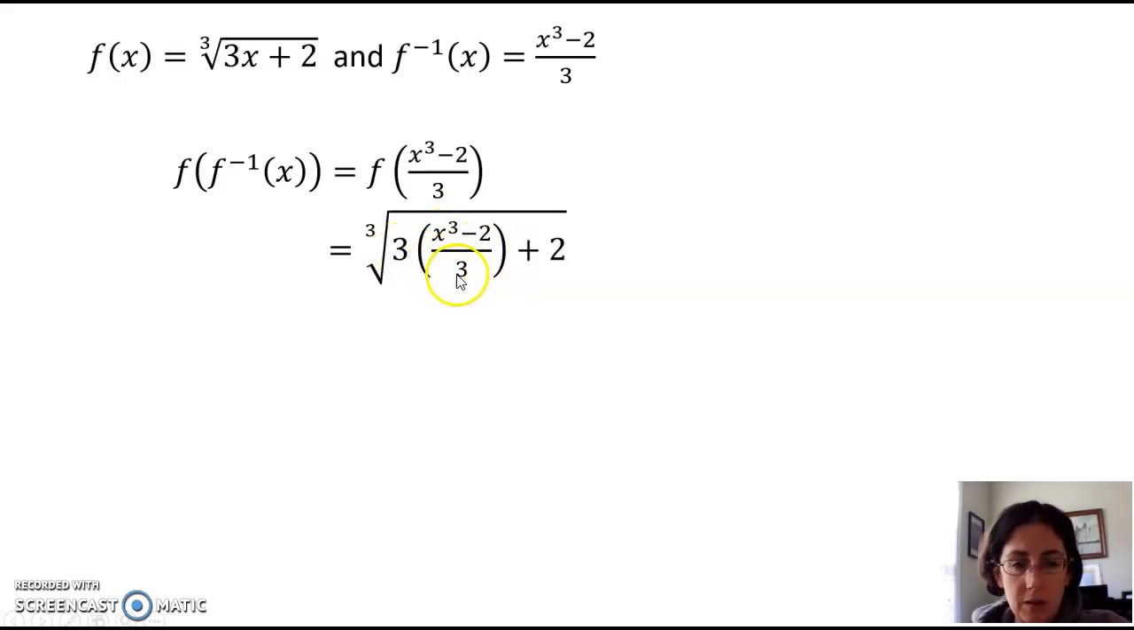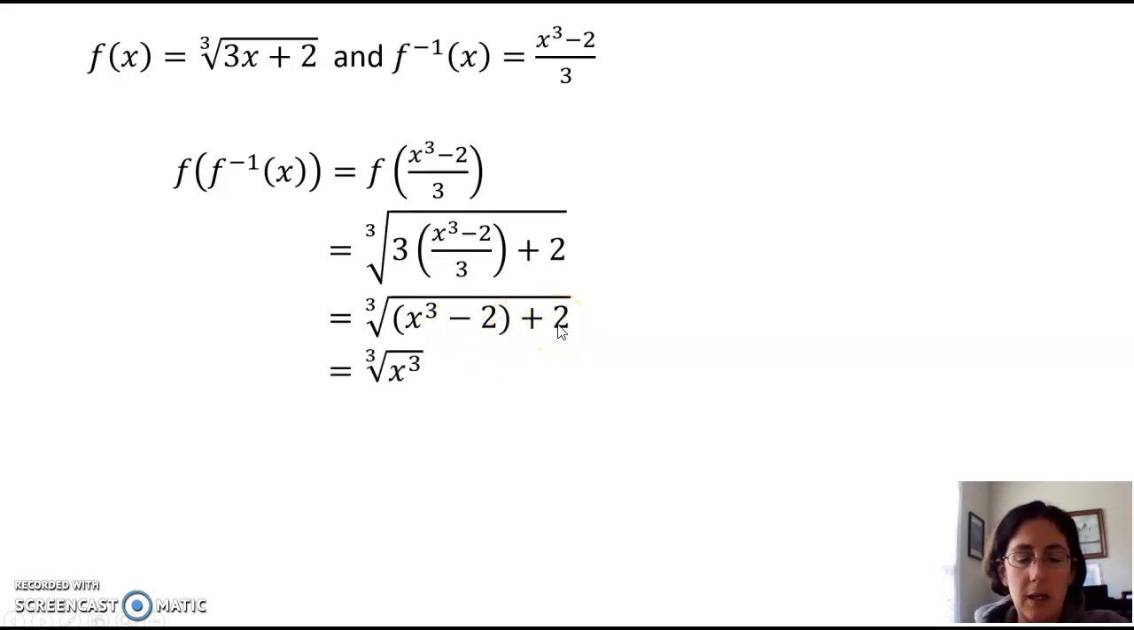Now notice this 3 and this 3 are going to cancel. And so once they're gone, we have the cube root of x cubed minus 2 plus 2. The minus 2 and plus 2 are going to cancel, and I'm left with the cube root of x cubed, which is x. So it did work that way, but we need to check the other way.